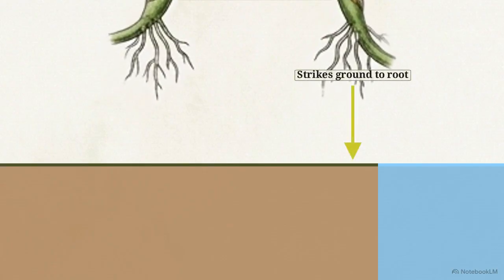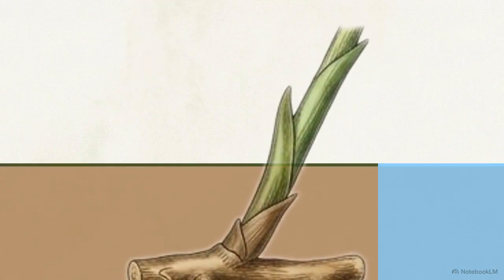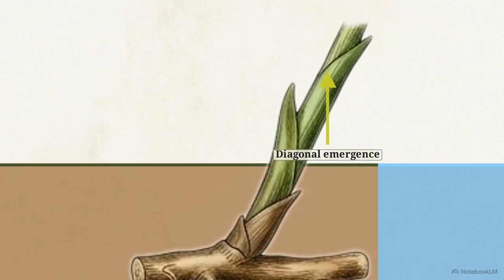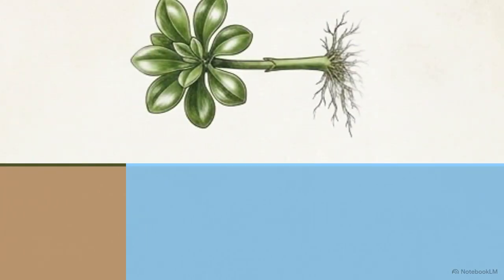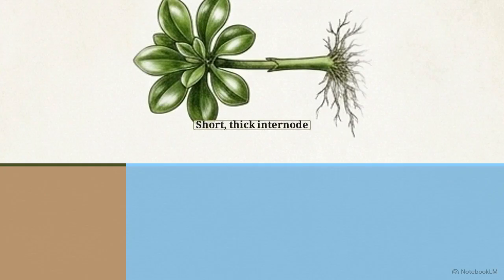A stolon, like jasmine, arches upward into the air before bending back down to strike the ground and sprout new roots. A sucker starts below ground and grows diagonally upward to form a new leafy shoot. On the water, plants like Eichhornia use an offset. It acts like a runner, but utilizes short, thick internodes to produce rosettes of leaves on the water's surface.